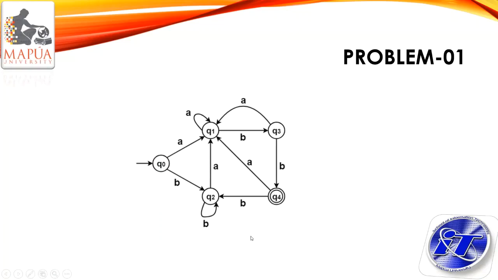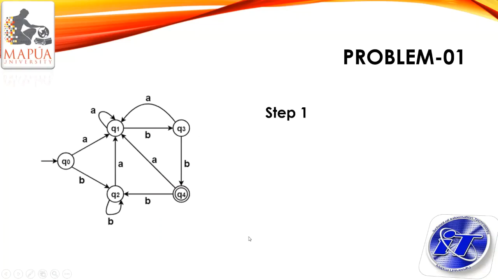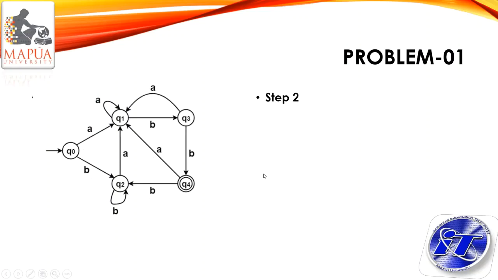So we're going to minimize this. Let's proceed with step 1. Do we have an unreachable state? Do we have a trap state? None. So therefore, let's proceed with step 2 without removing any states. In step 2, we're going to define the transition function.